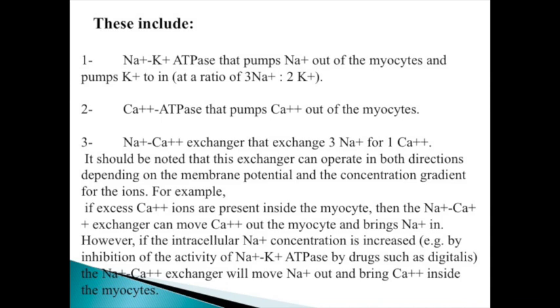However, if the intracellular sodium concentration is increased by inhibition of the activity of sodium-potassium ATPase by a famous drug called digitalis, used in treatment of heart failure, the sodium-calcium exchanger will move sodium out and bring calcium inside the myocytes. Once the myocyte gets enough calcium, it will beat strongly. This is a fact.